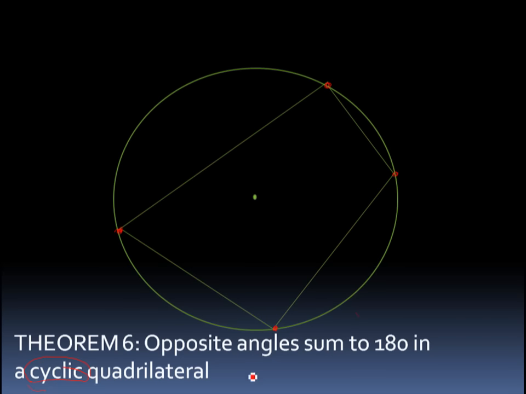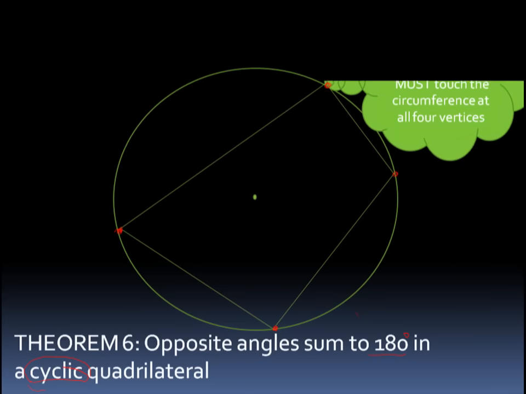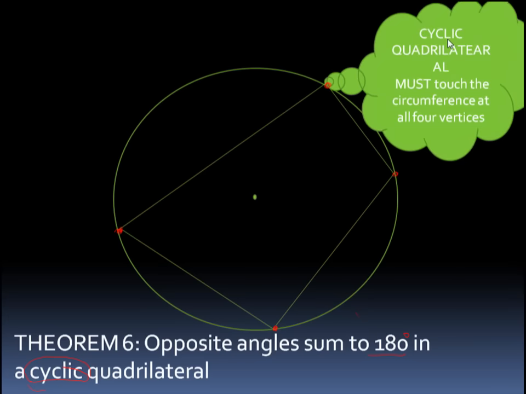And there's something special about it, because what we're saying here is theorem 6, opposite angles sum to 180 degrees in a cyclic quadrilateral. Okay, so let's look on to see what that is about. Opposite angles in a cyclic quadrilateral sum to 180 degrees. Okay, and so we're saying that in a cyclic quadrilateral, all must touch the circumference at all four vertices. Okay, so this is a little spelling error, so we're going to correct that a little bit.